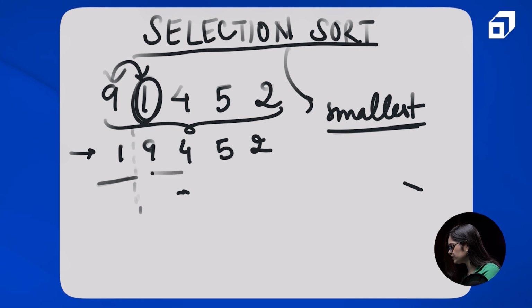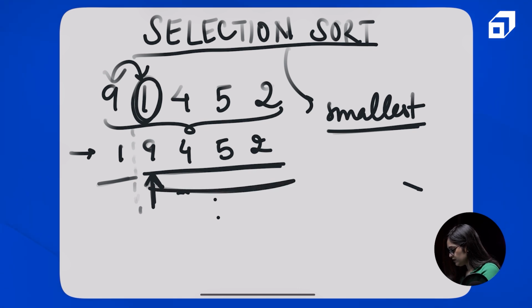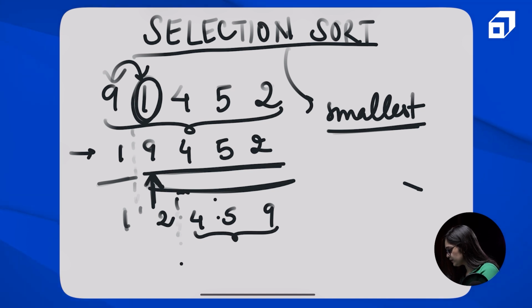We'll pick out the smallest element from the unsorted portion, and then we'll swap it with this element here because this is the correct position for the smallest element in this part of the array. So now we will just swap 2 with 9 and it will become 1, 2, 4, 5, 9. So this much part of the array is sorted here. From this part, we'll again go.